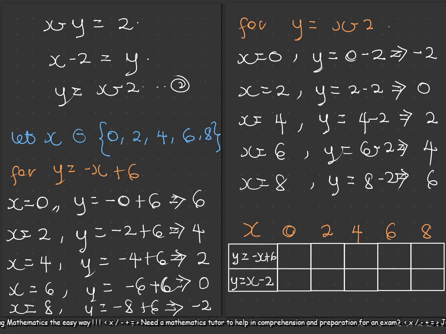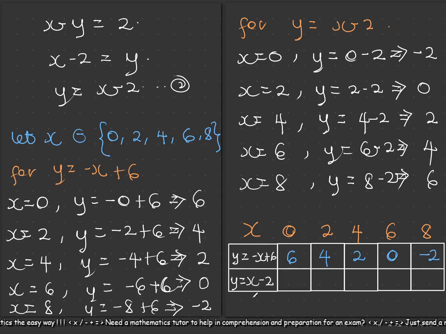And for 0, if x equals 0, we have 6. So I put my 6 here. If x equals 2, we had a 4. If x equals 4, we had 2. If x equals 6, we had a 0. Then if x equals 8, we have a negative 2.